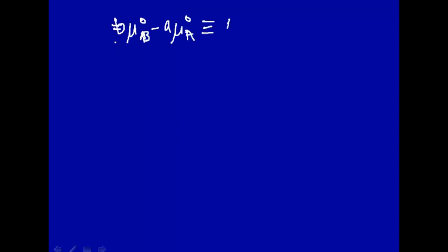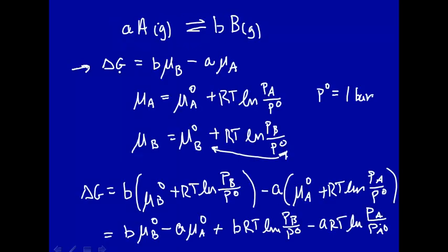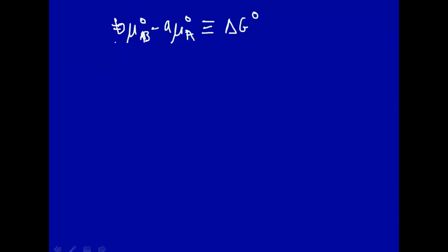Let's define this as delta G0, the standard state free energy change. Remember, this is the general equation for free energy changes. So if we just put a 0 there, so there it is. That's the free energy change when the compounds are in their standard state.